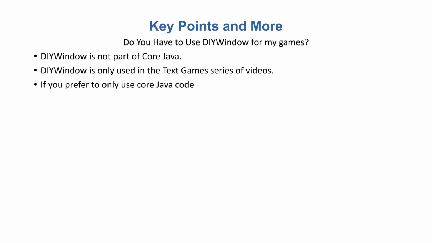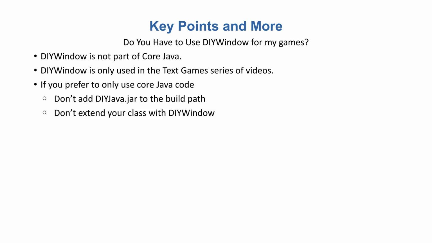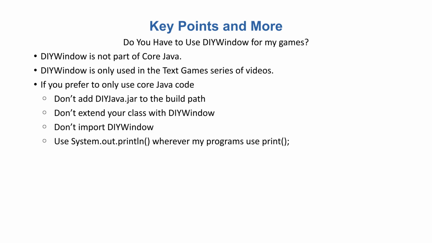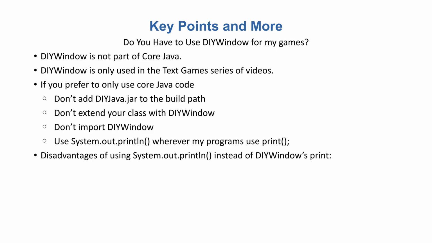If you prefer to only use core Java code as you go through my text games series, complete the following. Don't add DIYjava.jar to your build path. Don't extend your class definition with DIYWindow. Don't import DIYWindow. Use System.out.println wherever my games use print.